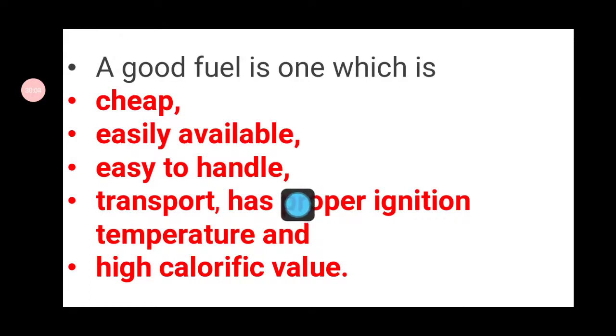That is most important. If the fuel is complex or critical to handle, then it may not be handled by everyone. So easy to handle. Then easy to transport. It is also most important. And next thing, has proper ignition temperature. Proper ignition temperature is nothing but, whatever fuel you use, the ignition temperature is most important. Ignition temperature means the particular temperature at which the fuel can get burnt.